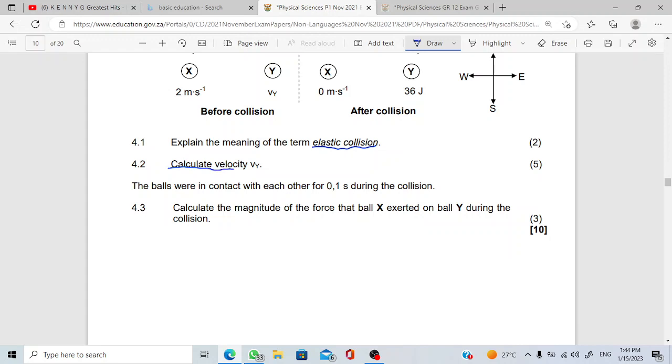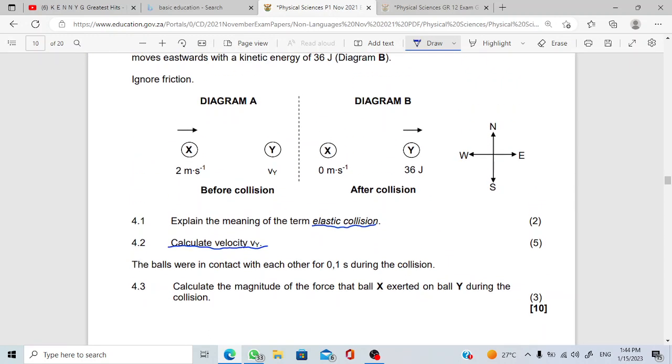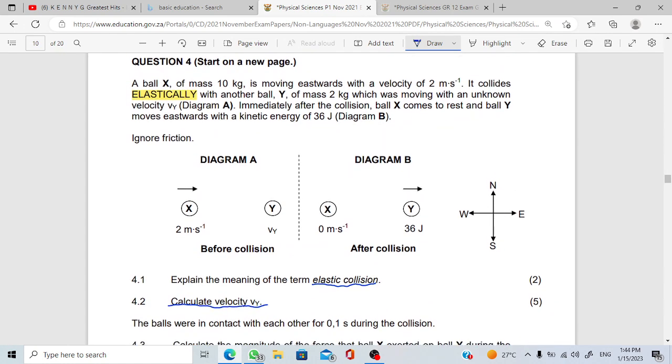Now let us calculate Vy. For you to calculate Vy, there is some kind of a complex method that you need to use. First things first, you can use the principle of conservation of momentum, but then you will realize that you have a lot of unknowns. If you were to solve for this velocity, you have two unknowns and one equation, meaning that you cannot solve it.